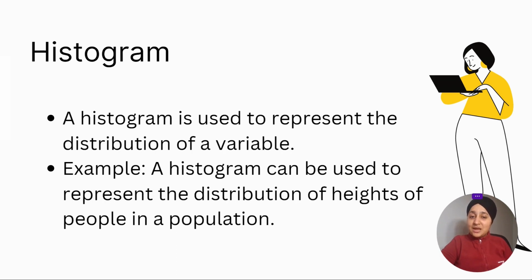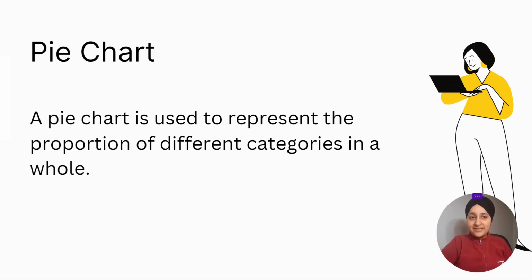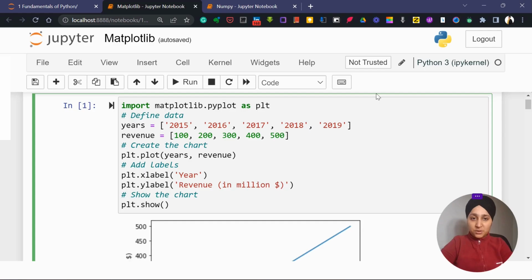Histogram. A histogram is used to represent the distribution of a variable. For example, a histogram can be used to represent the distribution of heights of people in a population. Pie chart. A pie chart can be used to represent the proportion of different categories in a whole. Let me show you with example on my Jupyter notebook.